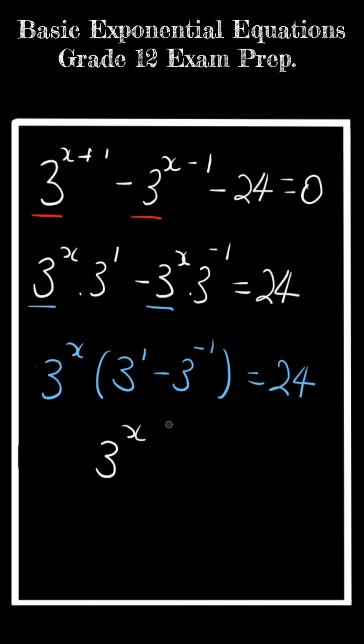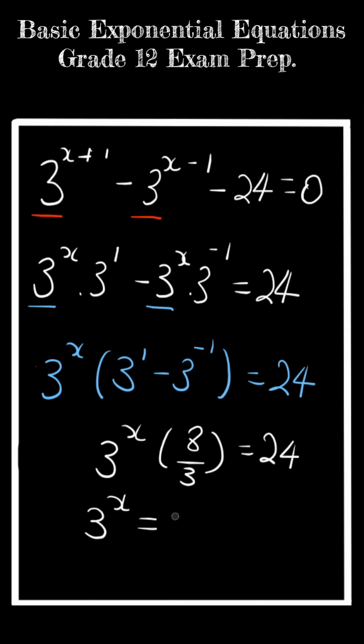So if you take your calculator and simplify that, or if you do some quick mental maths, you'll see that it will be 8 over 3, equal to 24, and we'll need to divide both sides by 8 over 3, because we remember we're solving for x. So if you divide both sides by 8 over 3, on the left hand side you'll be left with 3 to the power of x, and on the right hand side you'll be left with 9.